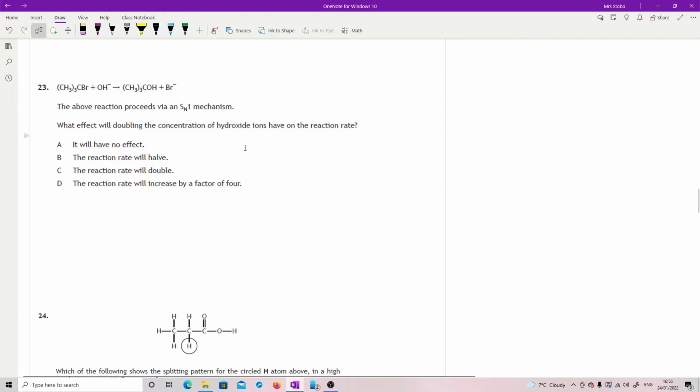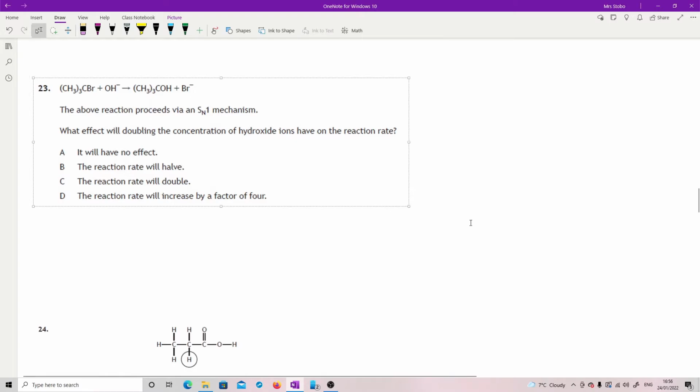Question 23. Above reaction proceeds via an SN1 mechanism. Just going to make that a bit bigger.